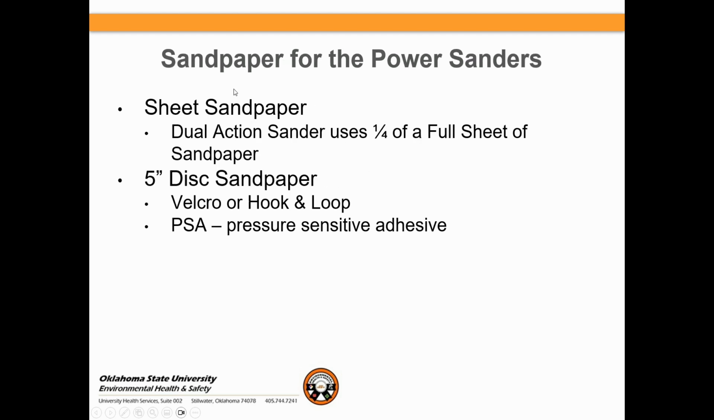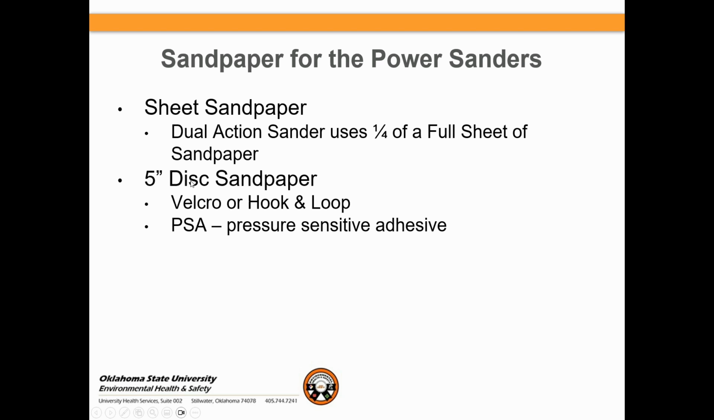Different types of sandpaper for power sanders. You can get what they call sheet sandpaper. This right here is usually for a dual action sander. It uses a quarter of a full sheet of the sandpaper itself. And you can also get these pre-cut for you as far as the sheets of paper for dual action sanders are concerned.